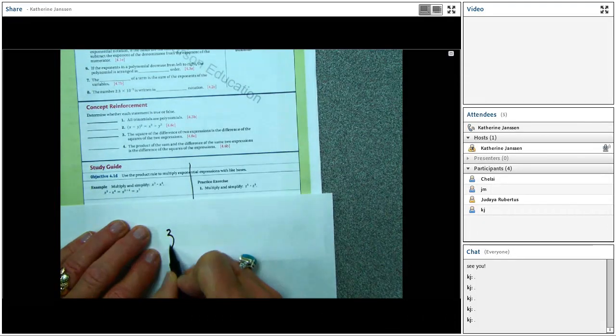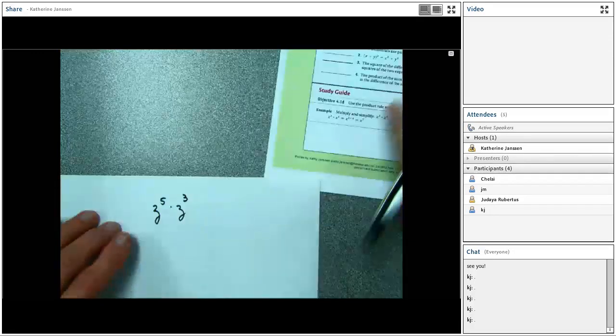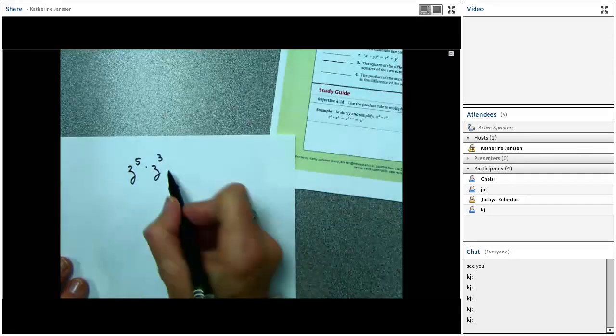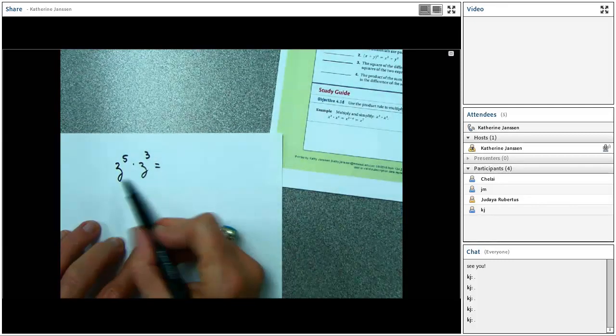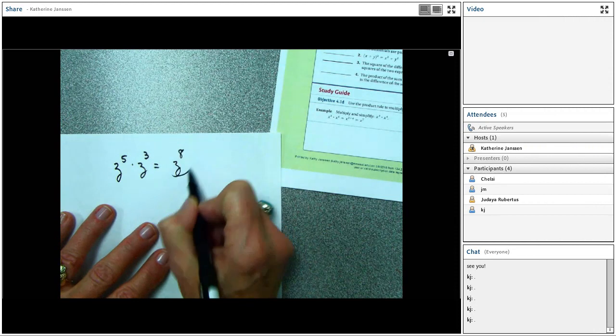So I'm supposed to multiply z to the 5th times z cubed. All our exponent rules: like bases in multiplication, we add exponents.